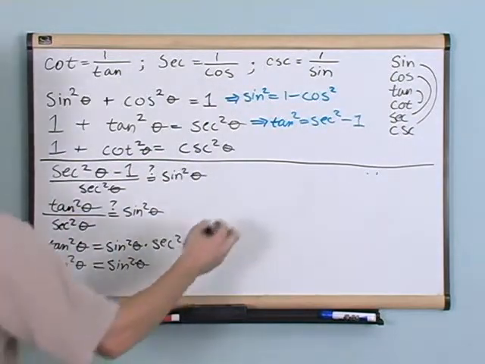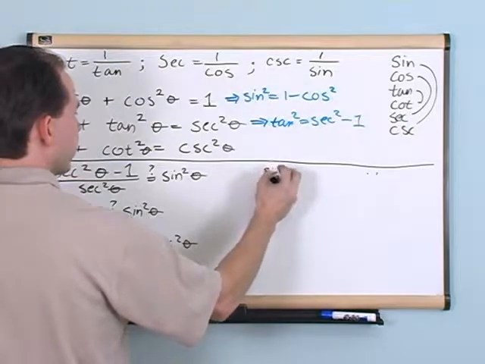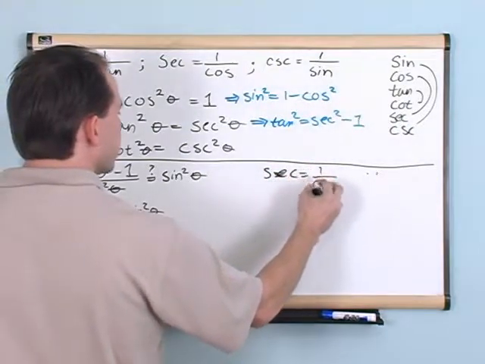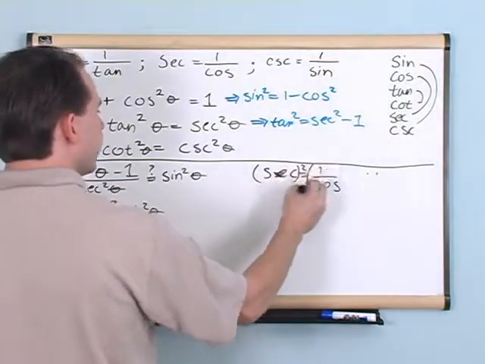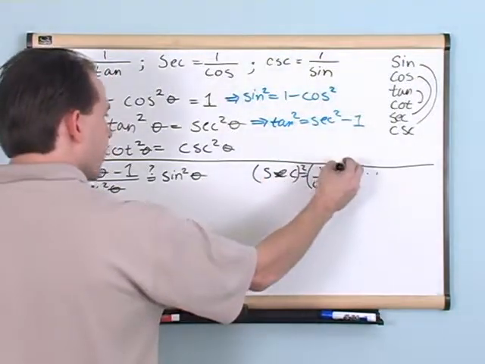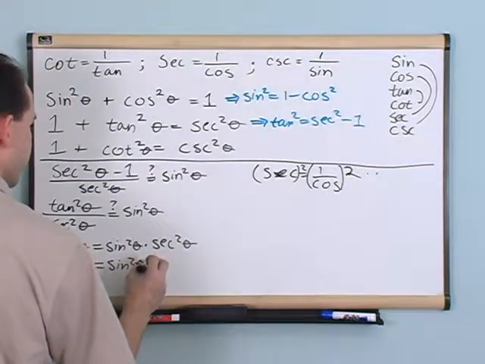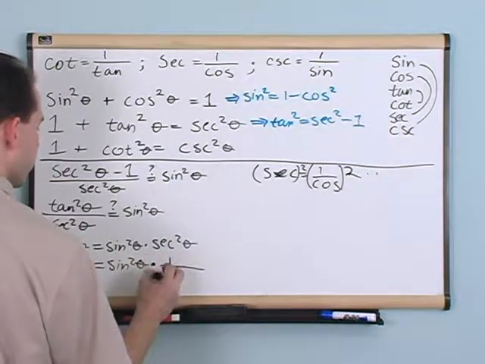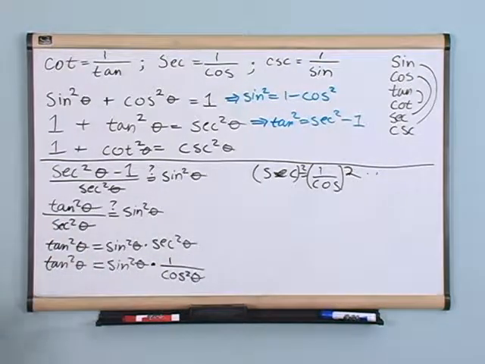So secant is equal to 1 over cosine, but I don't have secant here. I've got secant squared here. So then secant squared is 1 over cosine squared. Okay? So secant squared here is going to be equal to 1 over cosine squared theta.